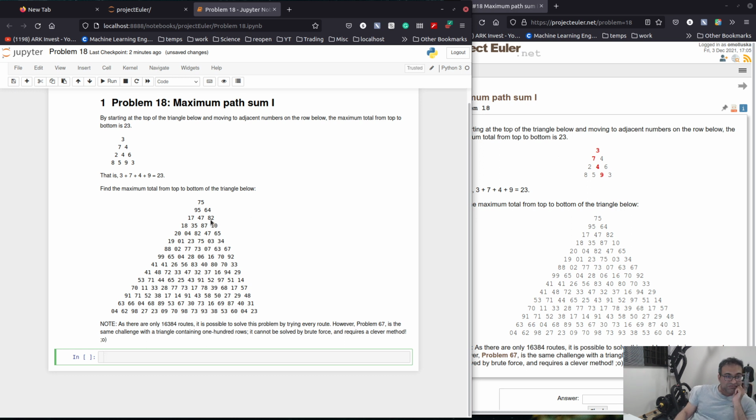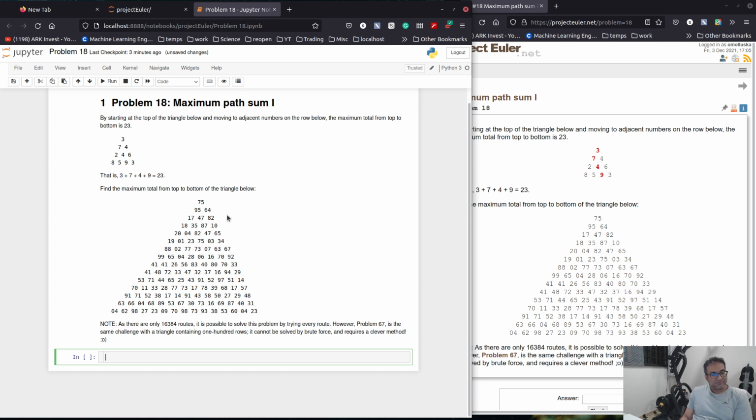Why is my triangle not symmetric like that? I hate it. Never mind. Never mind.